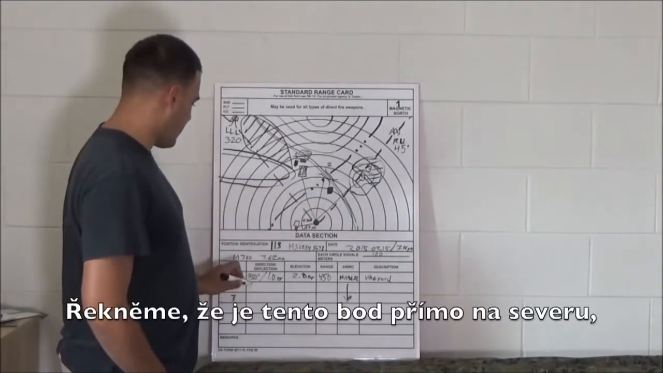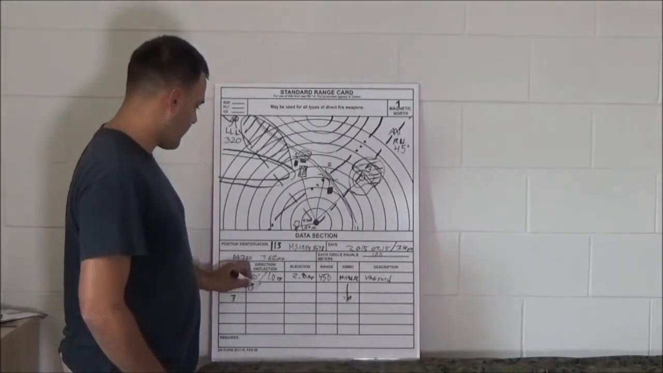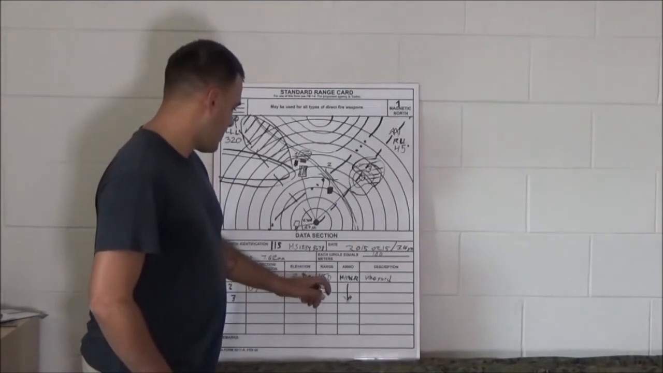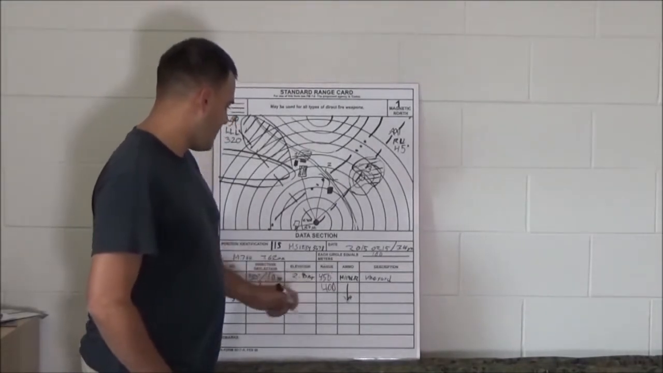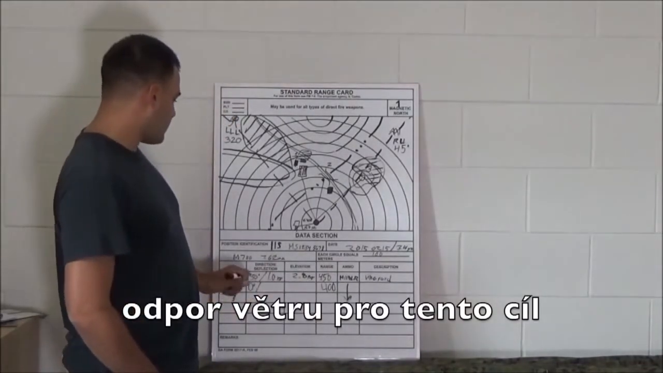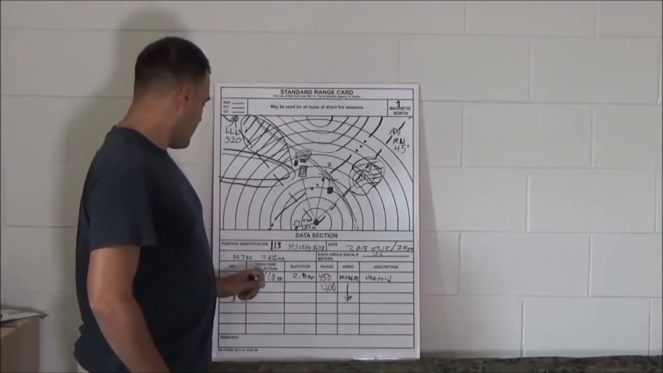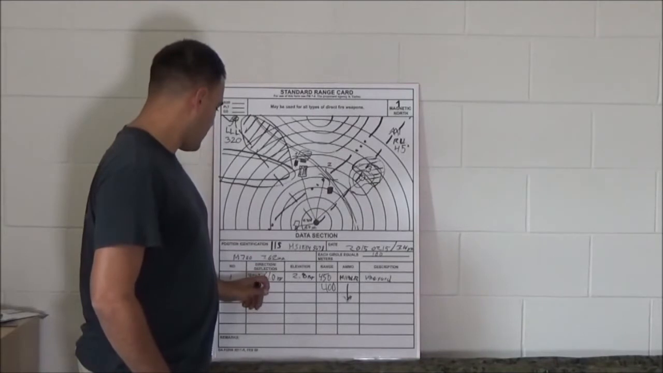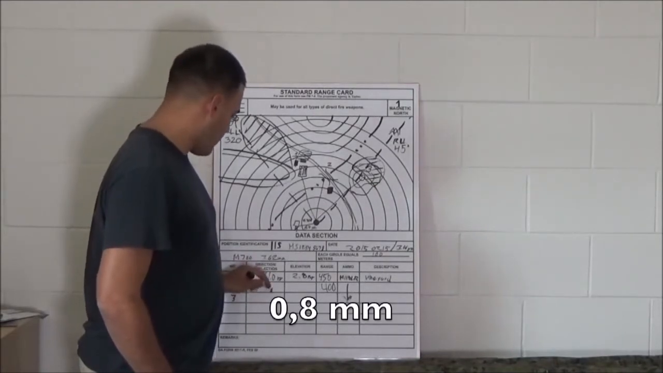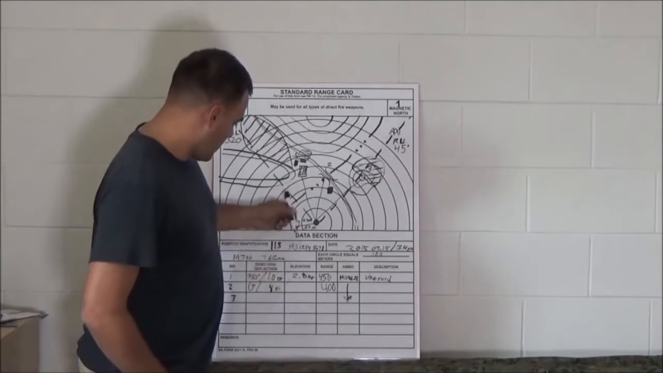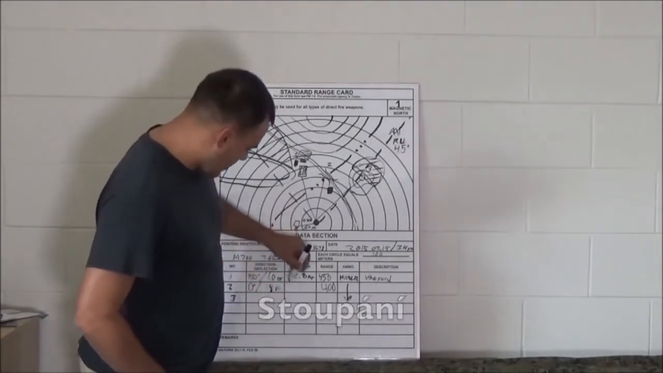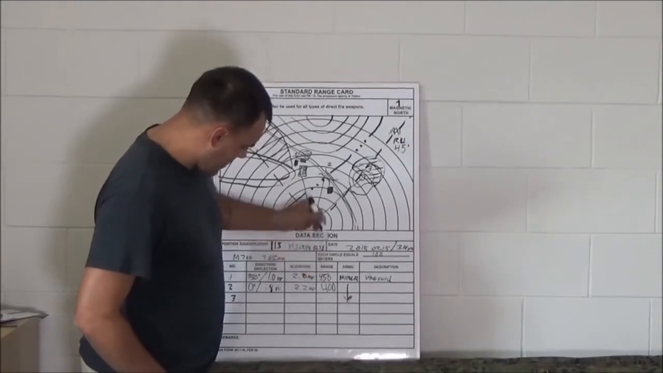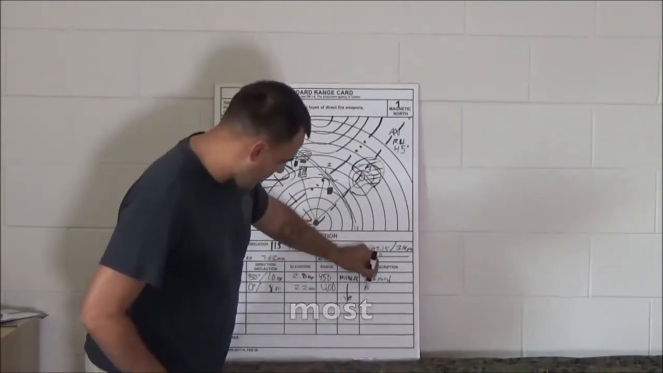We'll say that's directly north, so we'll go 0 degrees. It is at 400 yards. So my windage for that will go with 0.8 mils. Elevation 2.2. Bridge.